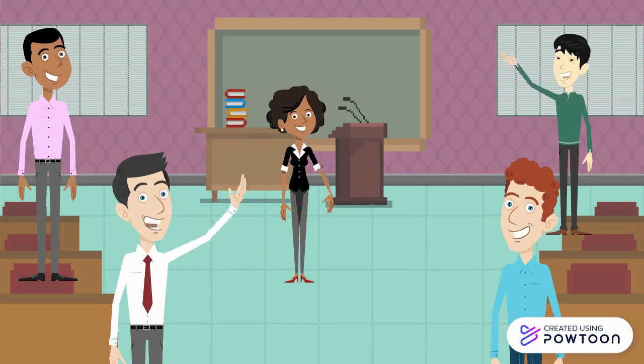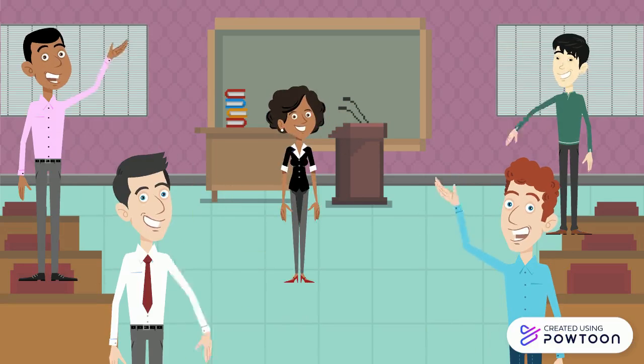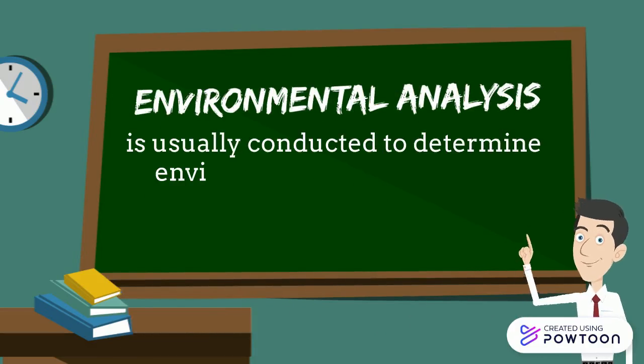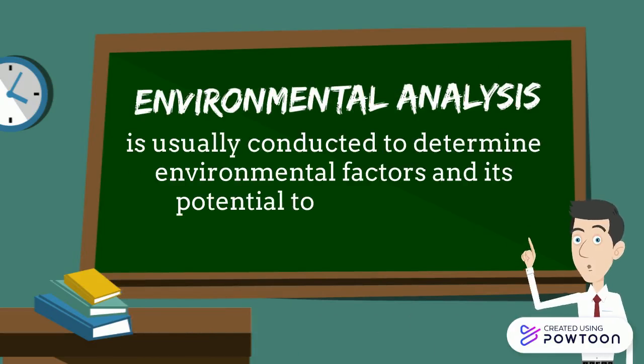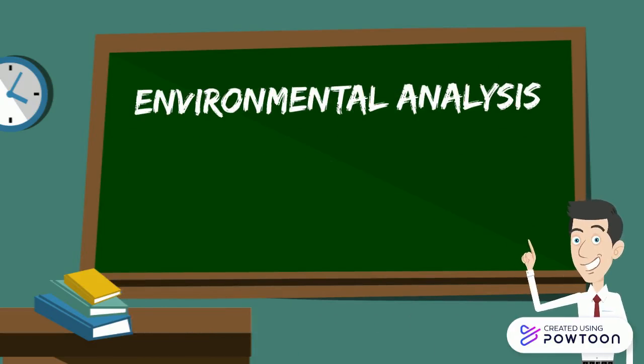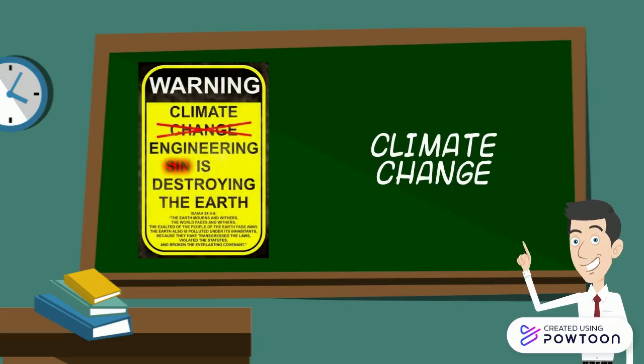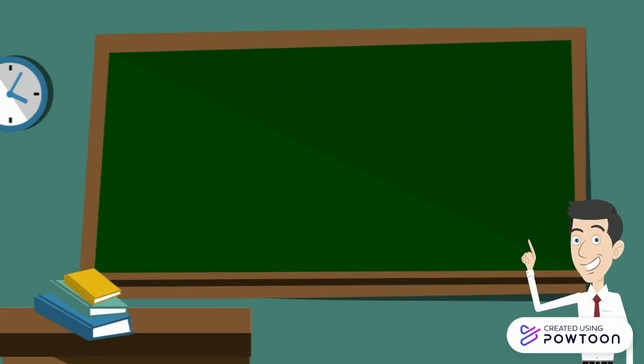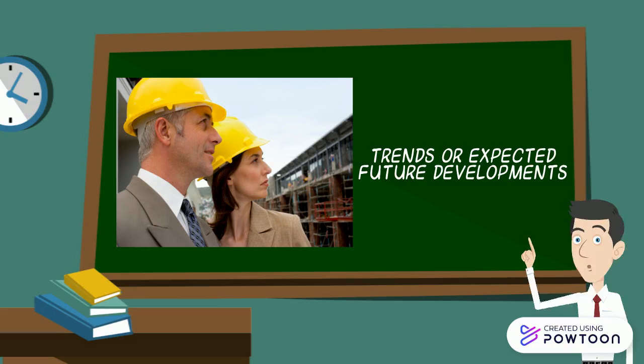But first, what is an environmental analysis? Environmental analysis is usually conducted to determine environmental factors and their potential towards an issue. In doing this analysis, these are the factors that we may consider: climate change, weather, environmental regulations, waste management policies, pollution laws, and trends or expected future developments in the environment.